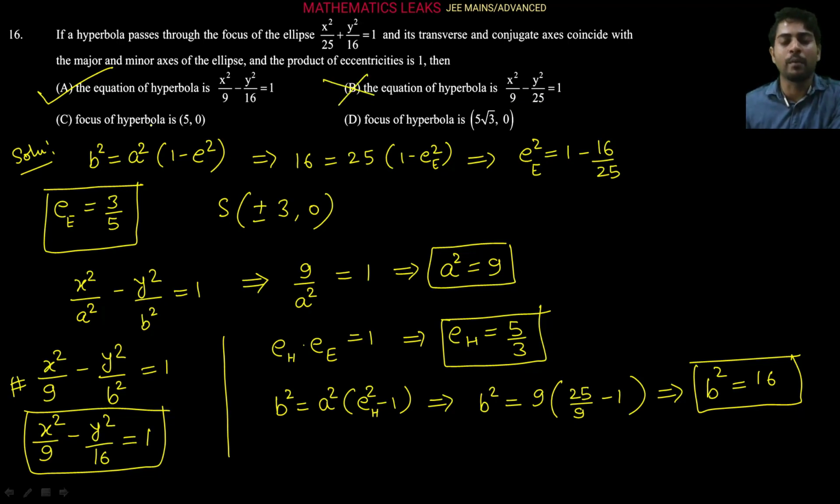Focus of the hyperbola, they are asking for the focus of the hyperbola. So the focus of the hyperbola will again be denoted symbolically by S only, and that will also be plus minus ae comma 0. So a for the hyperbola is 3 and e for the hyperbola is 5 by 3. So 3 into 5 by 3 is 5 only, and comma 0. So S coordinates are coming plus minus 5 comma 0. So C option is absolutely correct here. 5 comma 0 is a possible focus of the hyperbola, right? And the D option is saying the focus of the hyperbola is 5 root 3 comma 0, which is absolutely wrong. So our A, C options are correct in this question.